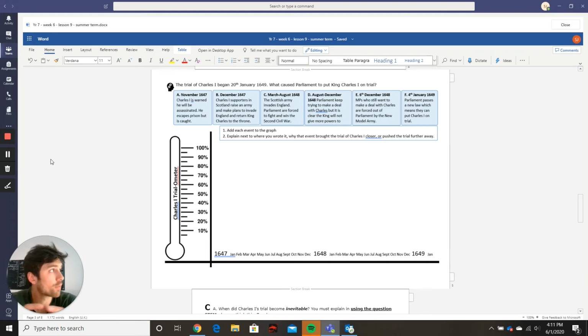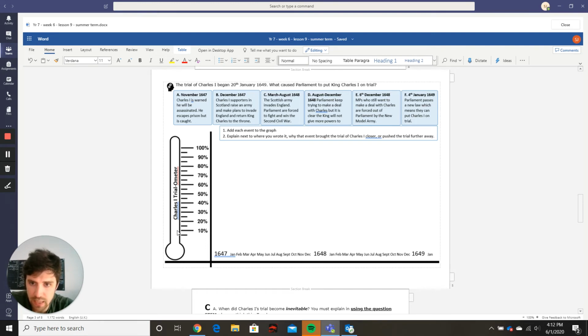But we need to bring all of this together now and think about what it was that actually caused Parliament to put the king on trial. You have got 6 events in chronological order in the blue boxes across the top. What I need you to do is add each of these events to the graph, but you're adding them not only in the correct chronological order. Look, I've given you the years, the dates, and the months in each year below, so you've got to get it in the right place there.